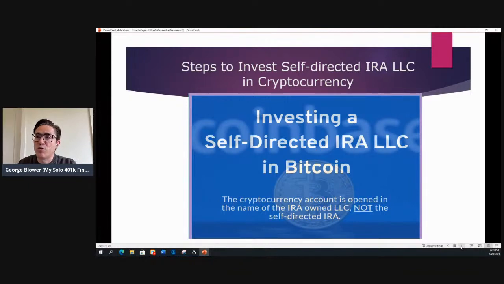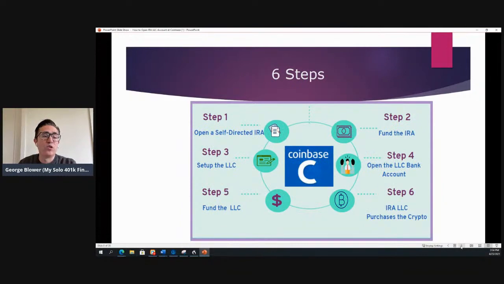So now that we've set the foundation in terms of the basics of cryptocurrency and the IRS view, let's turn to investing your self-directed IRA LLC in cryptocurrency. One fundamental point here is that when you are opening up accounts, you're going to be opening up those accounts in the name of your LLC, which is owned by your IRA. So it's not going to be opened up in the name of the IRA, it's opened up in the name of the LLC, which does present certain benefits. And we'll touch on that as we go through the slides.